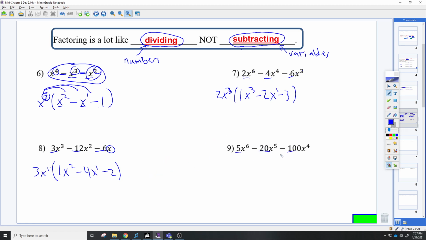Number 9, look at all the numbers. 5, 20, and 100. The GCF of all those numbers is 5. The lowest exponent is x to the fourth. Divide again, we get 1. We get x squared. Minus, divide them, you get 4. 5 minus 4, there's 1 left. And then 100 divided by 5, we have 20. No x's. 4 minus 4. That's all we're doing. This is called doing the factoring with the GCF.